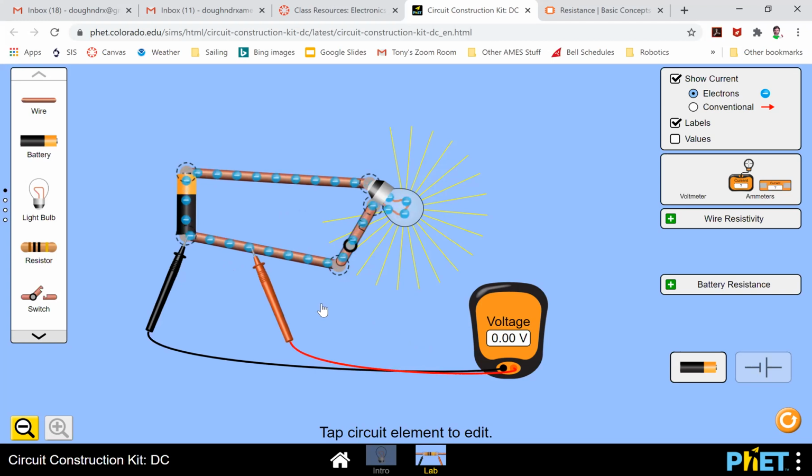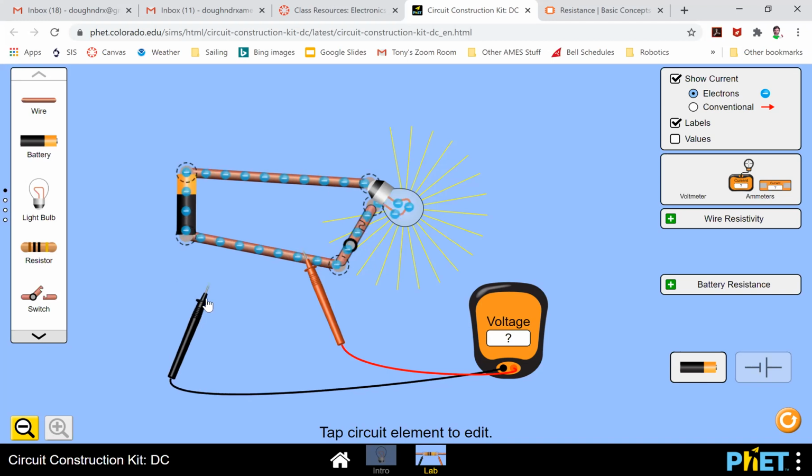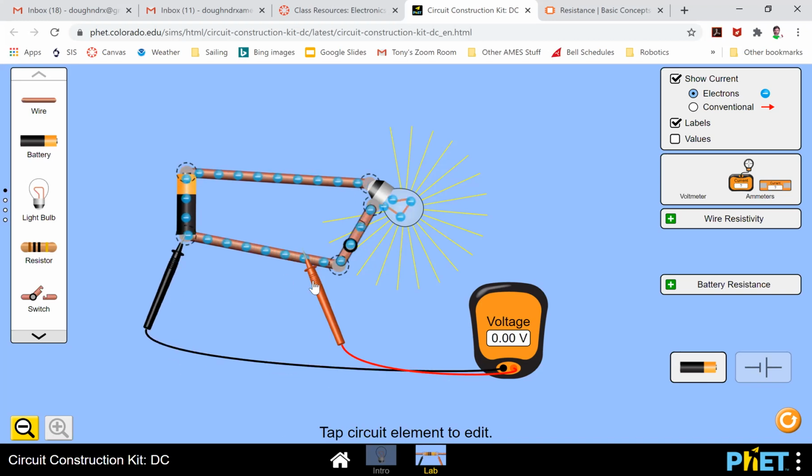So remember, this is pressure relative to the black lead. The black lead is what we're going to call the ground lead. The black lead is always defined as the 0 pressure point. So if this wire is directly connected to the 0 point, then the wire has no resistance, and therefore the voltage is going to be that way.